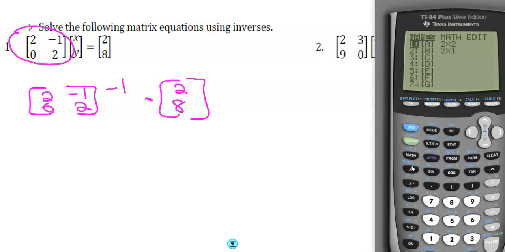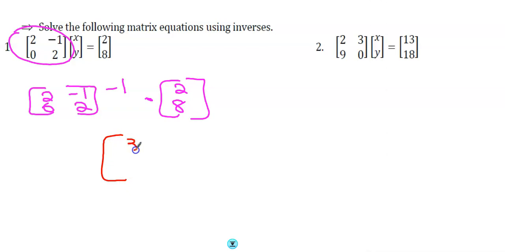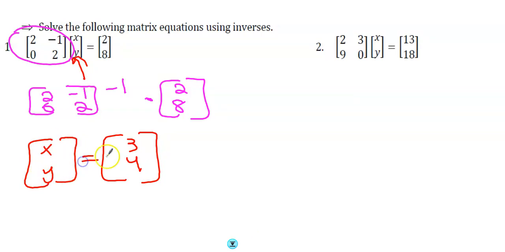Okay, so I'm going to find the inverse of A. So I'm going to type in A to the -1, and then I'm going to multiply that by matrix B. And now I have my answers. So 3, 4. So what does that mean? If I get 3, 4 as my answer, well, let's look up here. That would mean x, y. So x equals 3 and y equals 4.